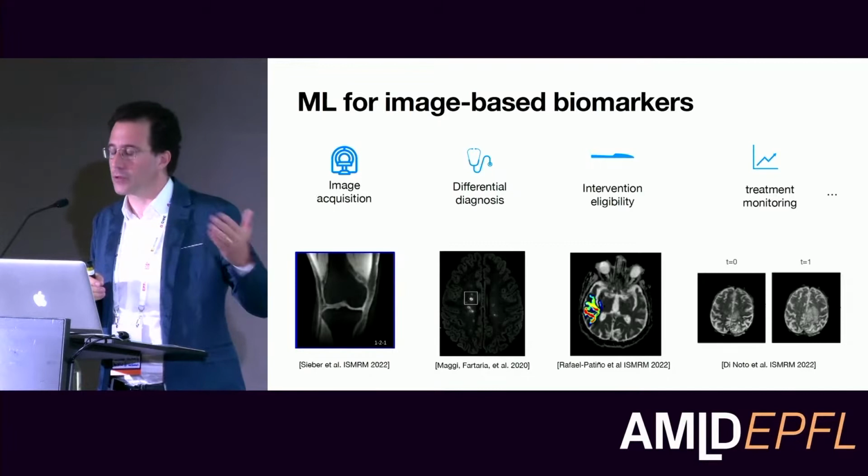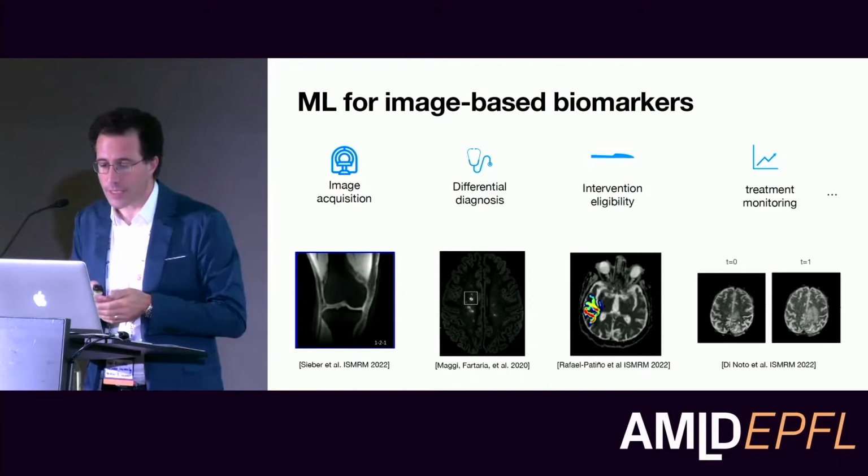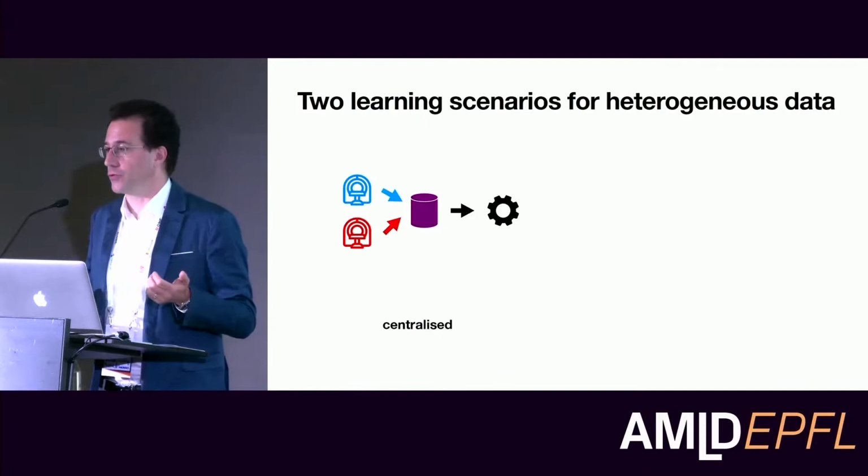Right, so all of these, you see that it really runs the gamut all the way, really from image acquisition all the way to treatment monitoring. So this is machine learning. And of course, when you do machine learning, what you want is more data, but a single hospital can only give you so much data. And so what you need to do is combine data across hospitals.